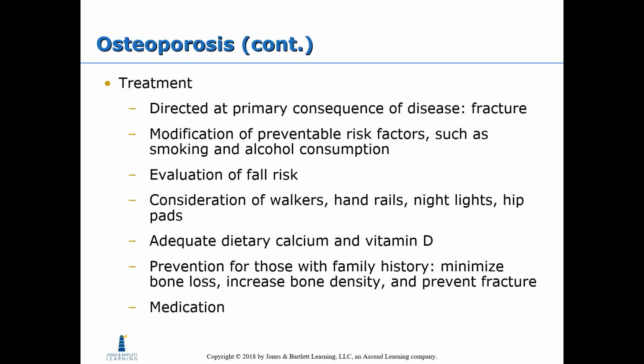Treatment is directed at the primary consequence of the disease, so the fracture. Modification of preventable risk factors such as smoking and alcohol consumption. Evaluation of fall risk. Consideration of walkers, handrails, nightlights, hip pads. Adequate dietary calcium and vitamin D. Prevention for those with family history. Minimize bone loss, increase bone density, and prevent fracture. And then there's also medications.